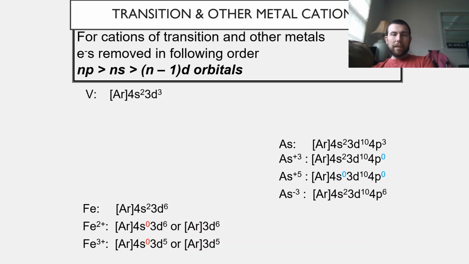Now, arsenic is unique because it's a metalloid, so it can also form a negative charge. And so in this particular case, arsenide, we'd add 3 electrons to the 4p sublevel.